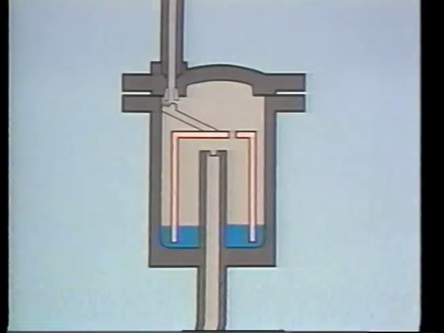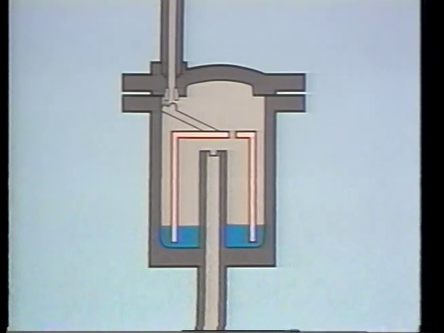Since the inverted bucket trap operates on a cycle, opening in the presence of condensate and closing in the presence of steam, the discharge from the trap should be intermittent. If you observe continuous discharge from an inverted bucket trap, there may be a problem.